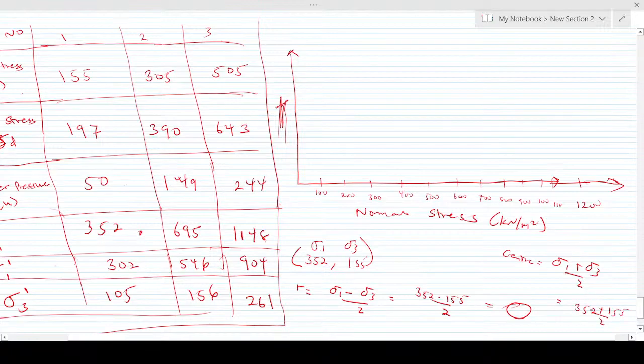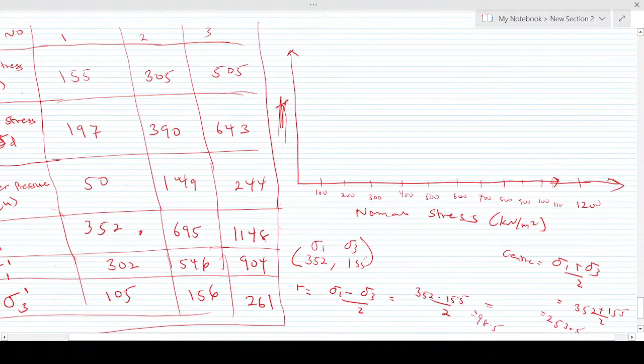That will be the center. So I'm just going 352 plus 155 divided by 2. So with the center, I have 253.5. And for the radius, we have 352 minus 155 divided by 2. We have 98.5 as the radius.